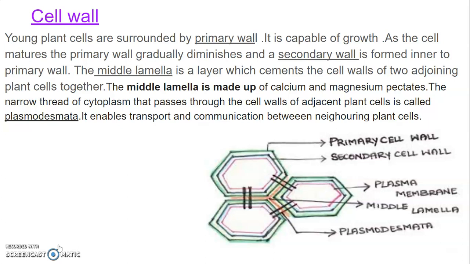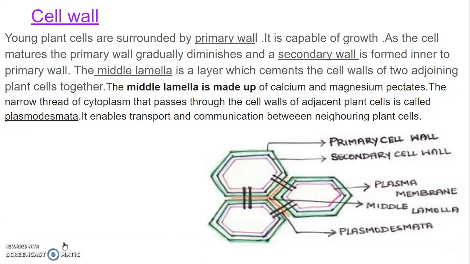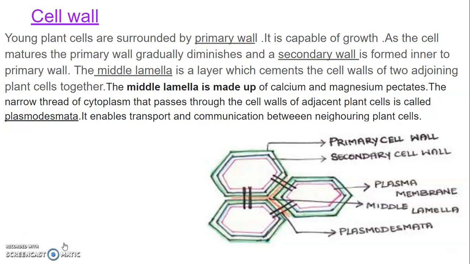When a plant cell is young, that means a newly formed plant cell, it has the wall which is called as primary wall. Now this primary wall is capable of growth. Children, that means when a plant cell is formed after cell division, the first formed wall is called as primary wall. Cell slowly grows. The primary wall also grows. As a cell gets matured, the primary wall gradually diminishes. Then, inner to primary wall, a secondary wall is formed.